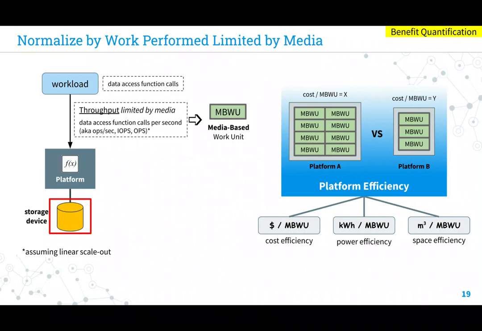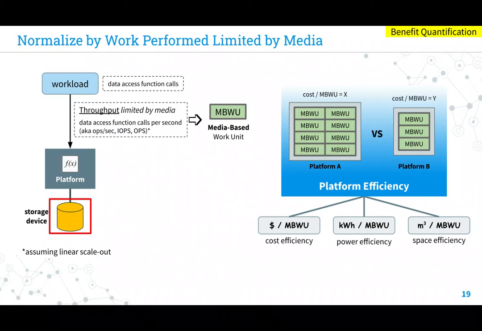And so this throughput right now essentially becomes a performance characterization for the given workload running on the specific storage device. Therefore, we define the throughput in this iteration to be a media-based work unit, or MIBU. With this definition, we can evaluate how many MIBUs that different platforms can generate, and then calculate the platform efficiency by dividing the cost of the platform by the number of MIBUs that the platform can generate.